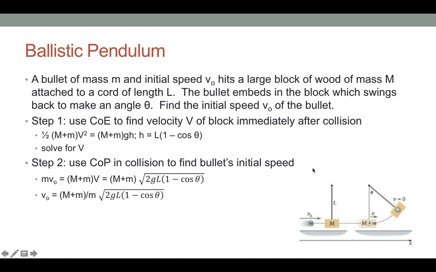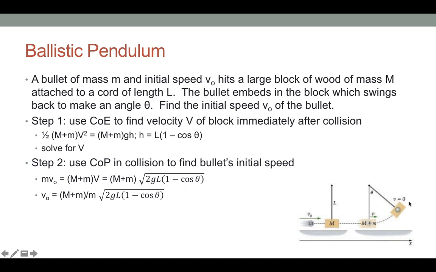Here we're going to use a pendulum, so we'll measure the angle that it swings back at, this angle theta right here. And we're going to use that to back out how fast the bullet had to have been going before it hit the ballistic pendulum. Our first step is to use the conservation of energy in the pendulum part itself. We've already used the conservation of energy in a pendulum, and we're going to use that again here.